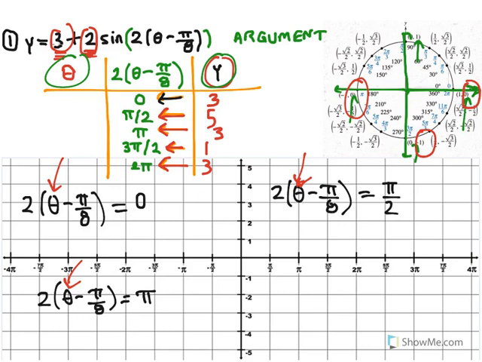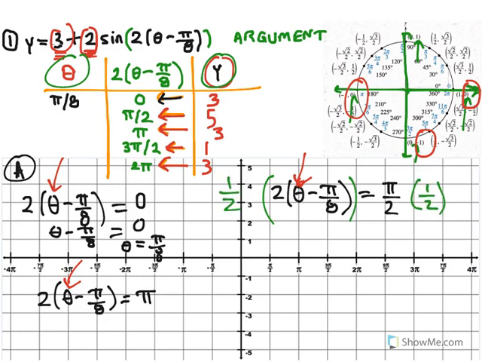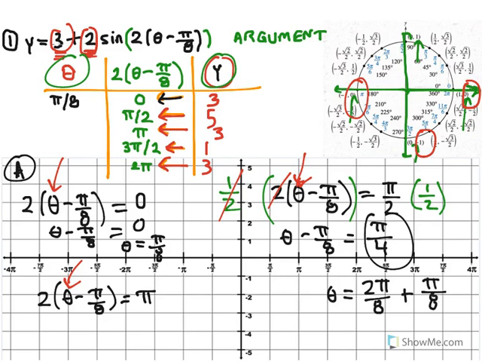So if I divide both sides of the equation here, for the first equation, by 2, I will get theta minus pi over 8. 0 divided by 2 is 0. And then I can solve for theta. I get theta is equal to pi over 8. So I get pi over 8 for my first input. If I multiply both sides of the second equation by 1/2, 2 times 1/2 is 1, so I get theta minus pi over 8 is equal to pi over 4 on the right side. Add pi over 8 to both sides of the equation. You can write pi over 4 as 2 pi over 8. So you have plus pi over 8. So that will give you 3 pi over 8. So the input for the second row would be 3 pi over 8.